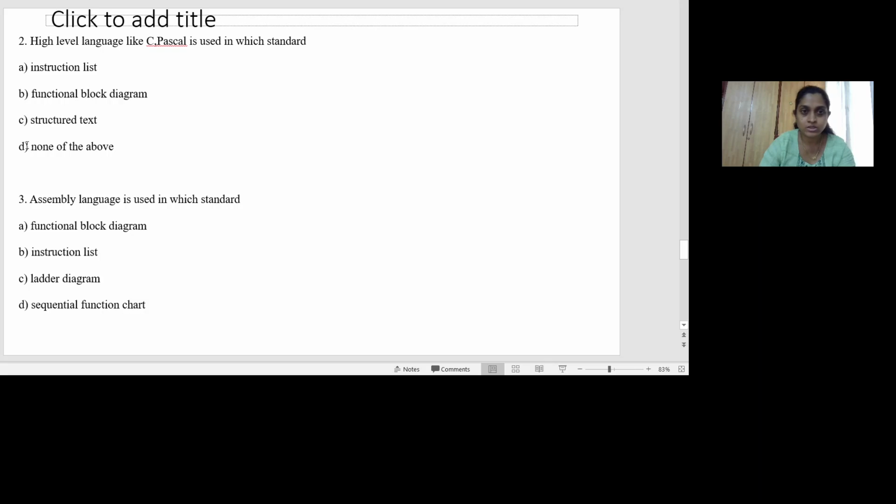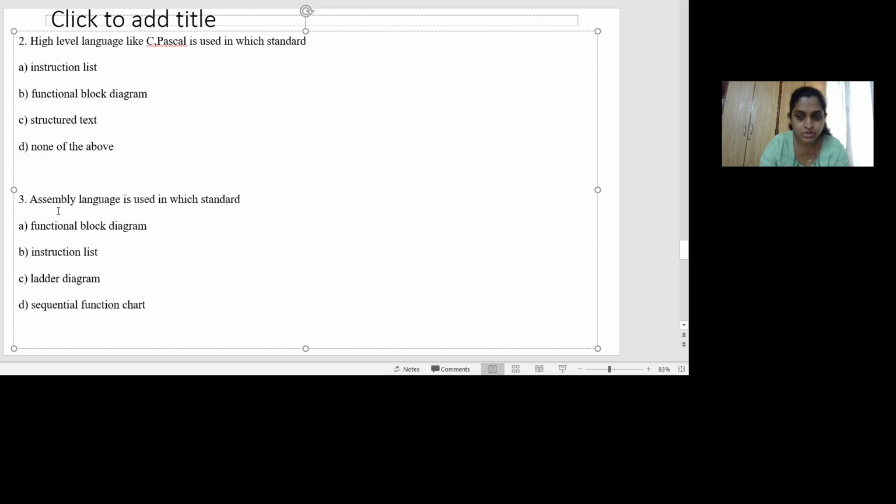The second question is, high level language like C, Pascal is used in which standard? The choices are instruction list, functional block diagram, structured text, none of the above. So the answer for this question is structured text. In case of structured text programming, we use high level languages like C and Pascal.